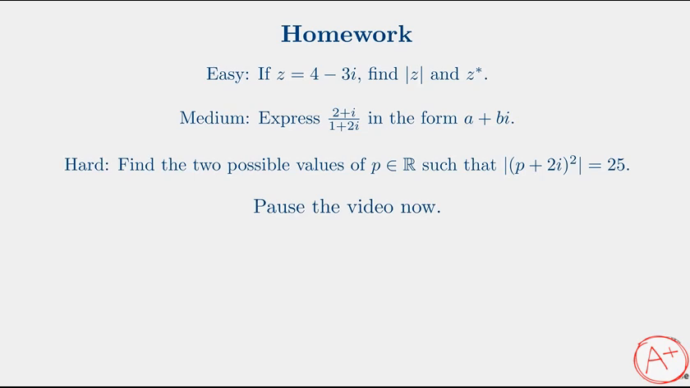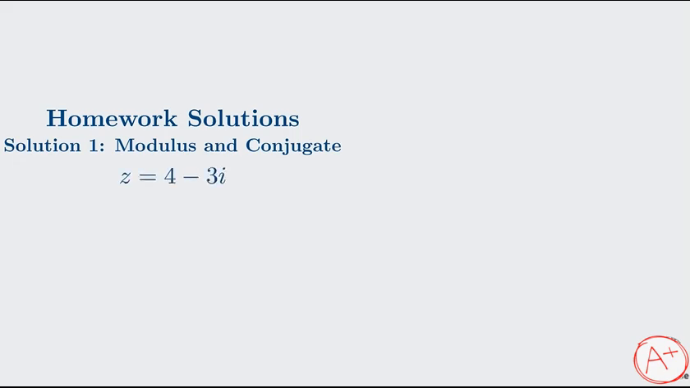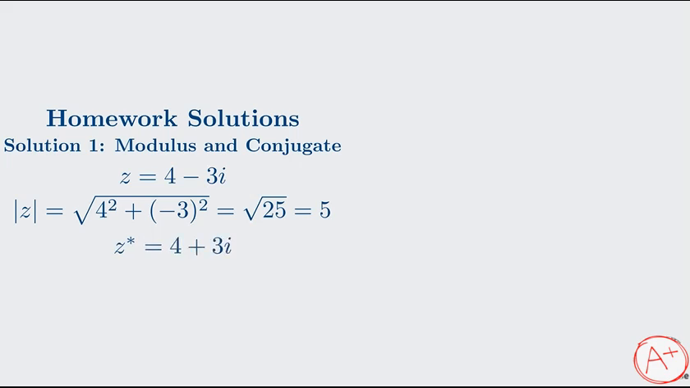Let's go through the solutions. For the easy question, z equals 4 minus 3i. The modulus is the square root of 4 squared plus negative 3 squared, which is the square root of 25, giving us 5. The conjugate, z star, is found by flipping the sign of the imaginary part, so it is 4 plus 3i.